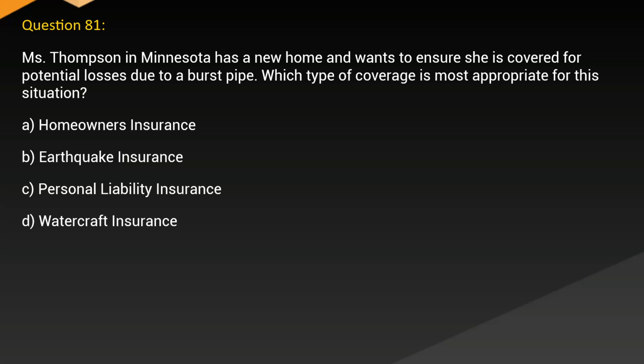Question 81. Ms. Thompson in Minnesota has a new home and wants to ensure she is covered for potential losses due to a burst pipe. Which type of coverage is most appropriate for this situation? A. Homeowner's insurance. B. Earthquake insurance. C. Personal liability insurance. D. Watercraft insurance.